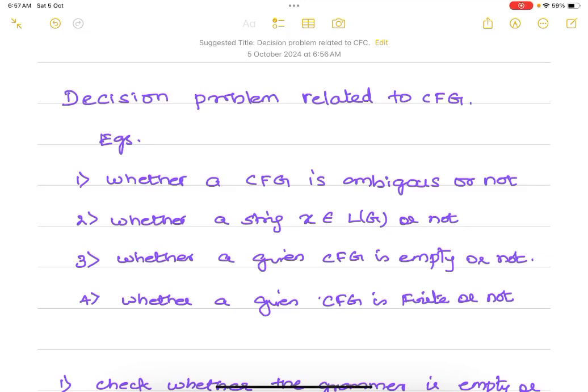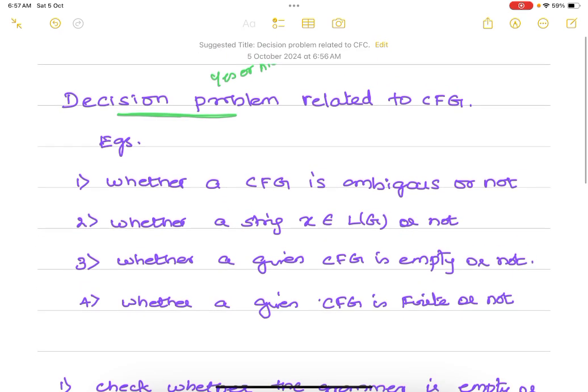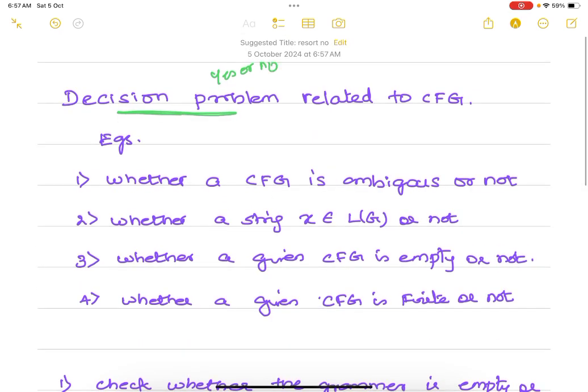So, decision problems related to context-free grammar. Usually decision problems are problems that will be answered with either yes or no. We'll have yes or no answers for decision problems. So what are the examples of decision problems that are related to context-free grammar? That is the focus of this video.